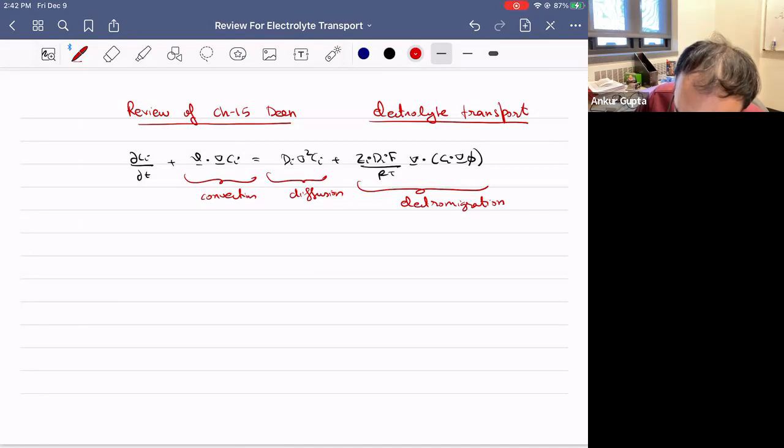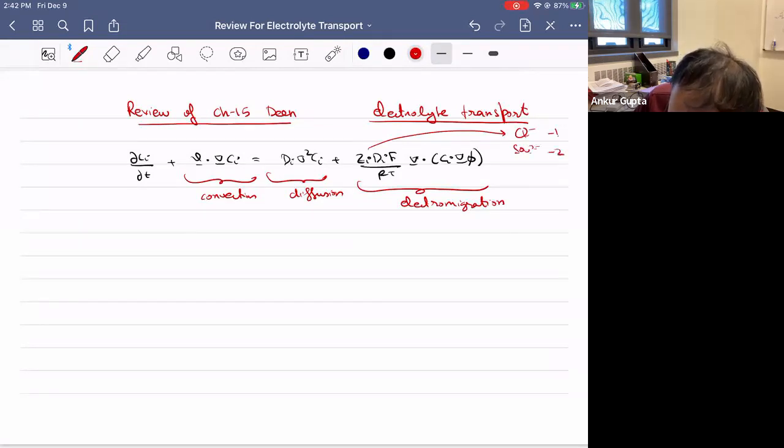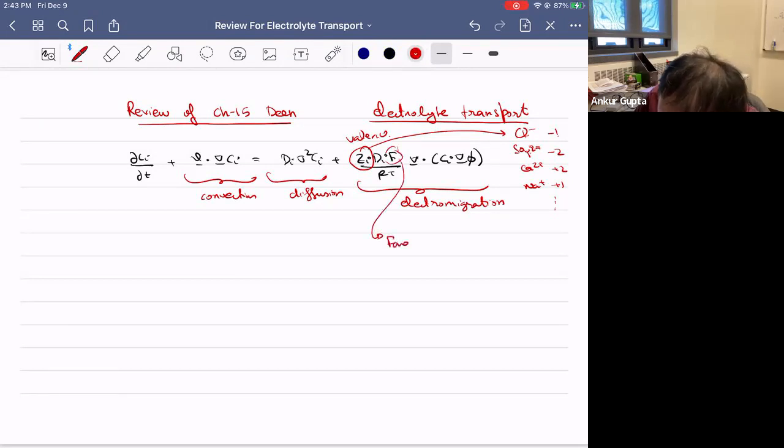So for instance, Zi here, for chloride ions it's -1, sulfate ions it's -2. Then we have calcium ions, it's +2, sodium ions is +1, and so on. This is the valence. Di remains the diffusivity, which was the same. Then we have F to be the Faraday's constant, R to be the gas constant.